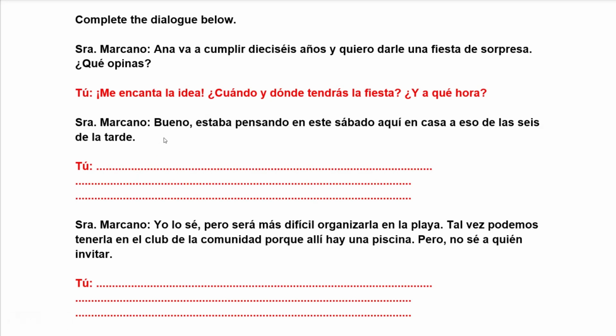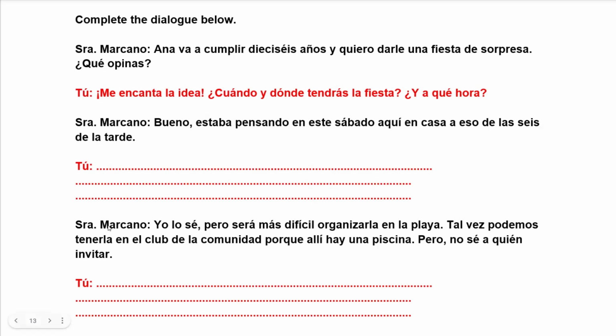As we just read, she said, well, I was thinking about this Saturday here at home around 6 in the evening. And here our space is blank. Now we need to read what she says below. "Yo lo sé, pero será más difícil organizarla en la playa. Tal vez podemos tenerla en el club de la comunidad porque allí hay una piscina, pero no sé a quién invitar."